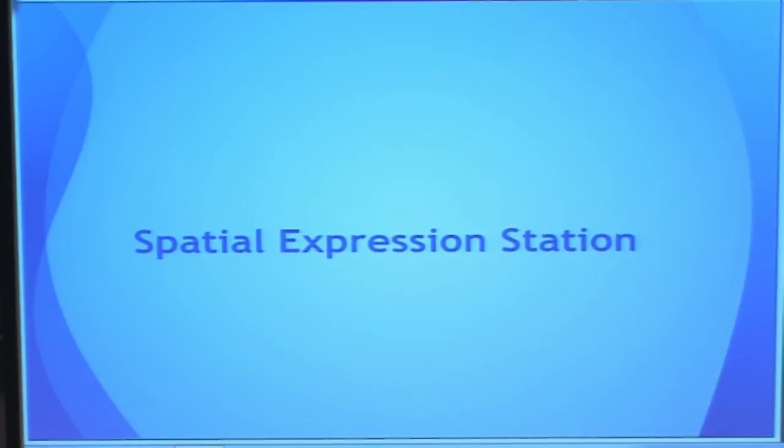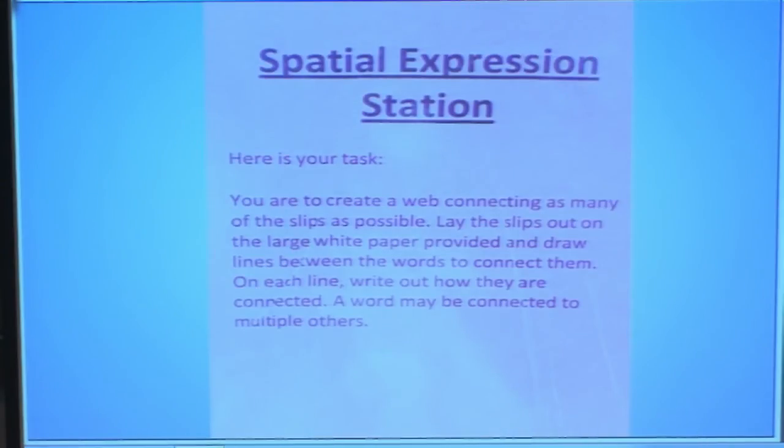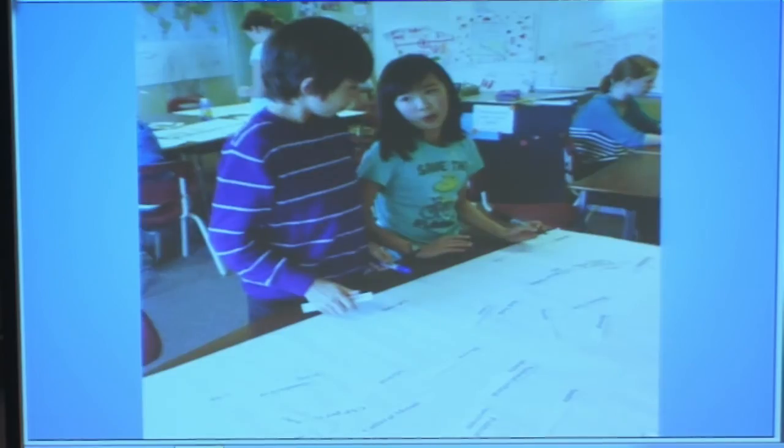The last station I want to share with you today is my spatial expression station. This is for my students that love design, they think spatially. Again, I provide them with a prompt, and then I also provided them with 50 or so slips of paper, and on each slip was a character's name from a novel that we had read, a theme that had come out from a poem, different vocabulary that we had been using in our political spectrum, government, and poverty units.